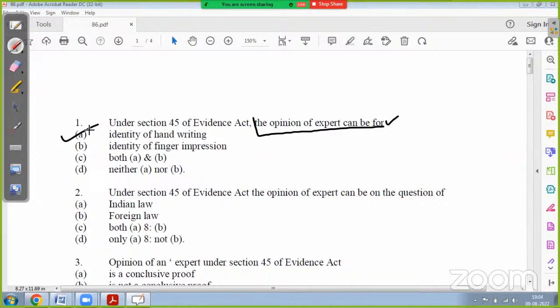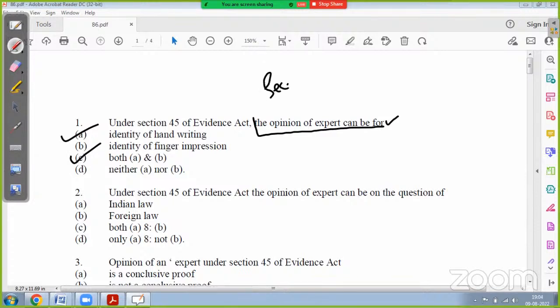Question is very much simple and straight in front of us. Under section 45 of Indian Evidence Act, the opinion of the expert can be for identity of handwriting, identity of finger impression, both A and B, neither A nor B. What should be the correct answer? Tell me quickly. Opinion of the expert is important or matters in the cases of identity of handwriting, identity of finger impression, both A and B, and none of the above. So its correct answer will be option C.